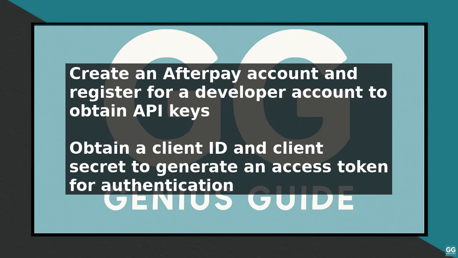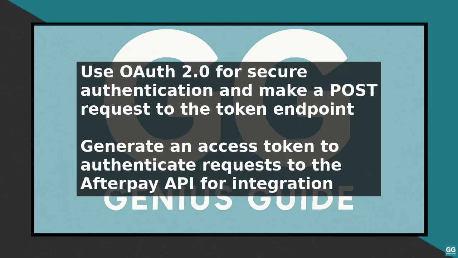First, you need to create an Afterpay account and register for a developer account to obtain your API keys. The API keys are used to authenticate your requests to the Afterpay API. You will receive a client ID and a client secret, which you will use to generate an access token. The Afterpay API uses OAuth 2.0 for authentication, which is an industry standard for secure authentication.